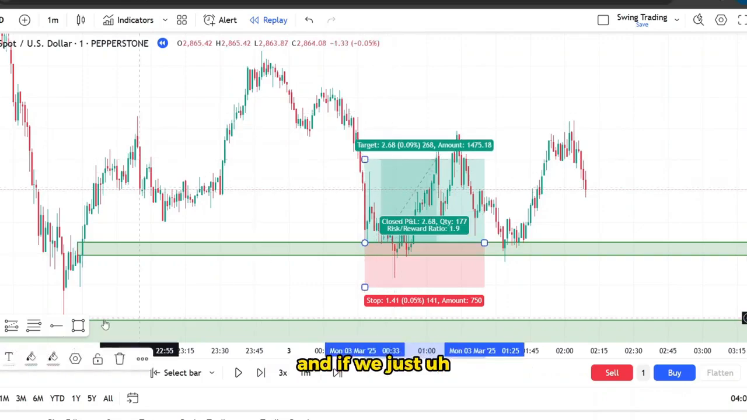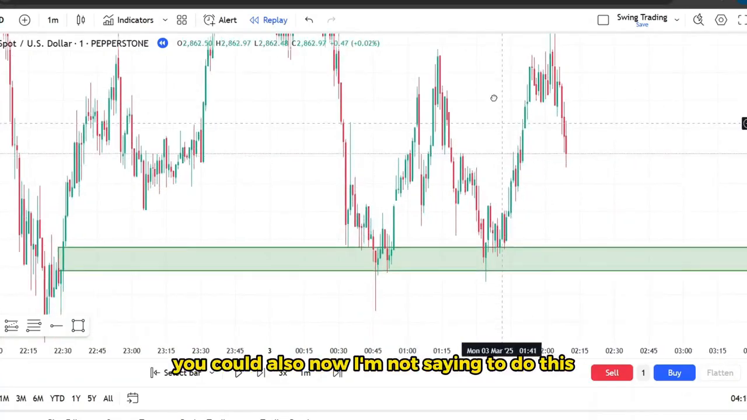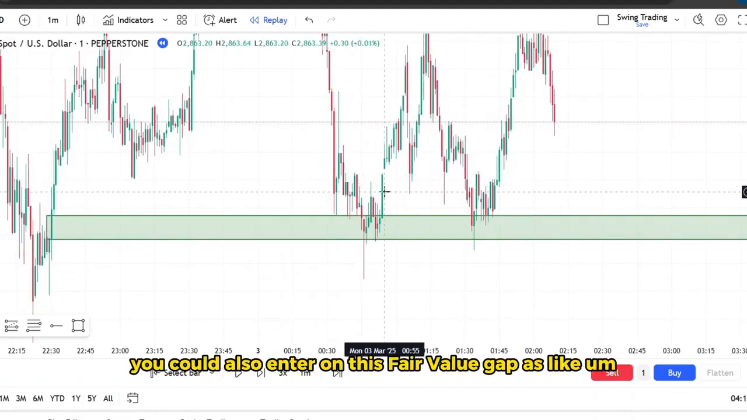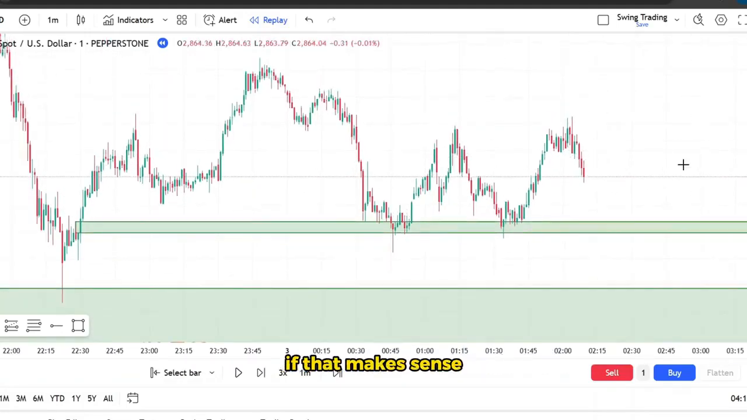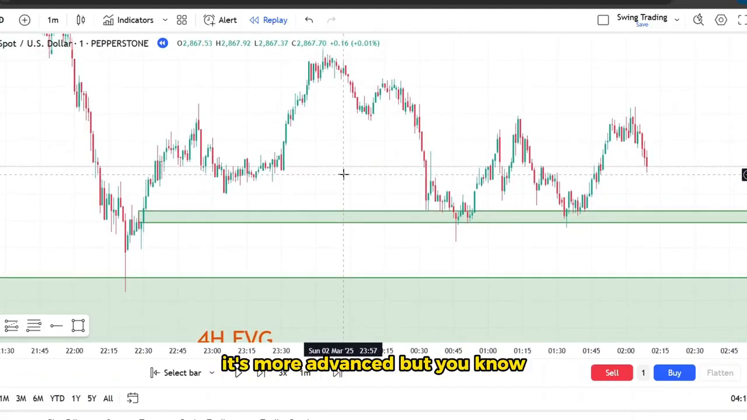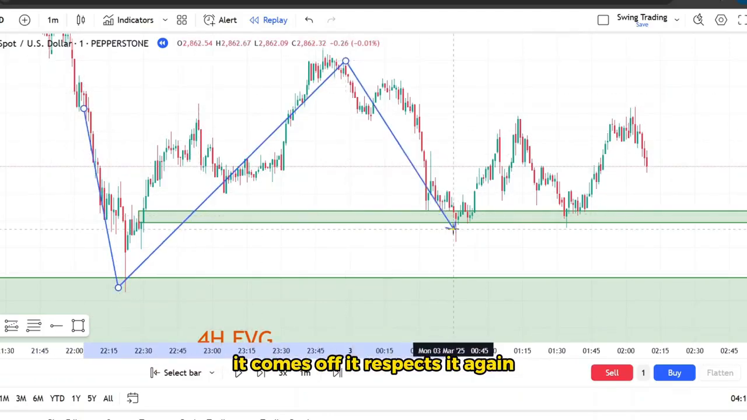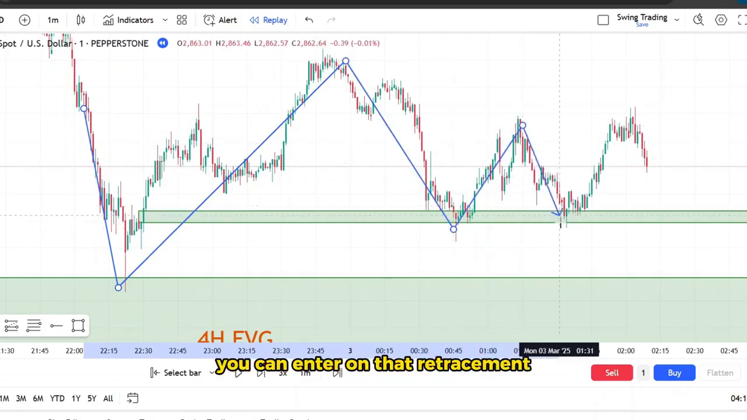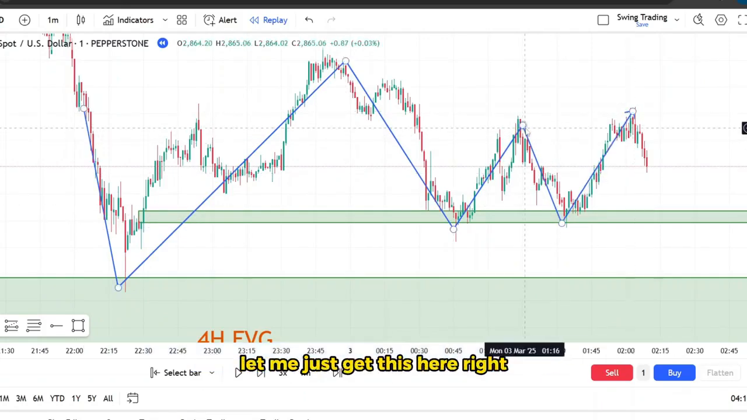If we just remove this here, now I'm not saying to do this, you could also enter on this fair value gap as almost a double confirmation, if that makes sense. Let's zoom all the way out. This isn't part of the model, it's more advanced, but if you're on the 1 minute chart and you're a bit of a risk taker, you can do this. Price hits the 4 hour fair value gap here, it comes off, it respects it again, because it moves off. You can enter on that retracement and ride price up.